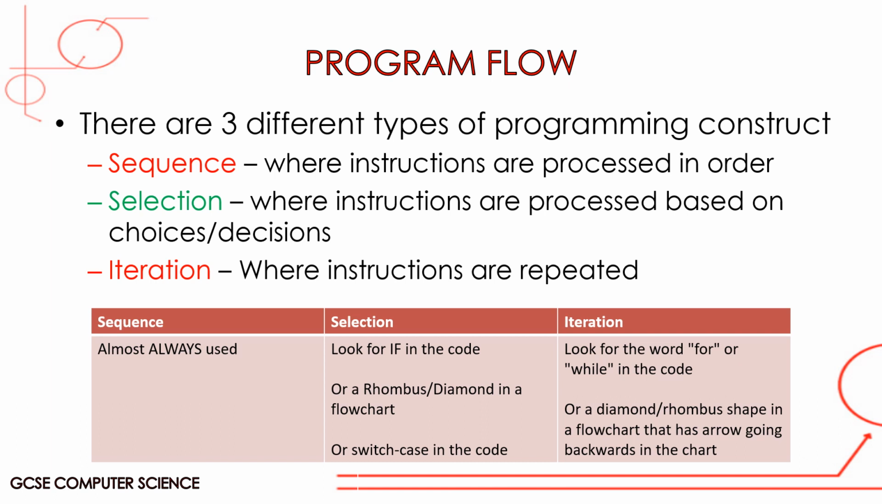Iteration is you look for the word for or while in the code. If it's a flowchart, it might be a diamond or rhombus shape, but it will usually have an arrow going backwards in the chart.